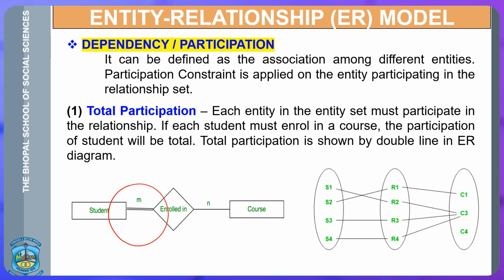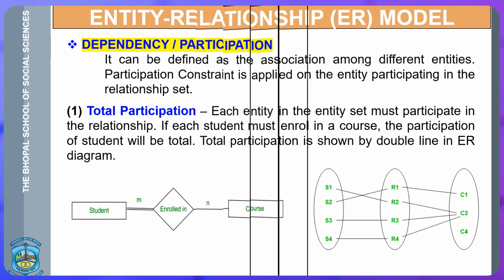If you see the diagram here on the right side, we have S1 that is mapped with C3, S2 is registered for C1, S3 registered for C3, S4 registered for C4. So, none of the elements in this student relation is empty. Okay. This shows that this is a total participation.